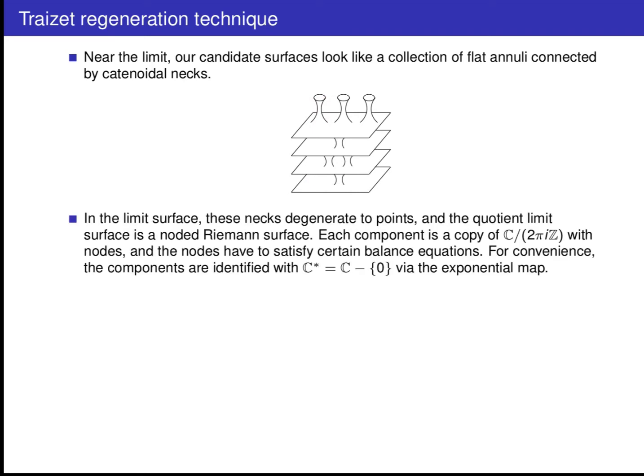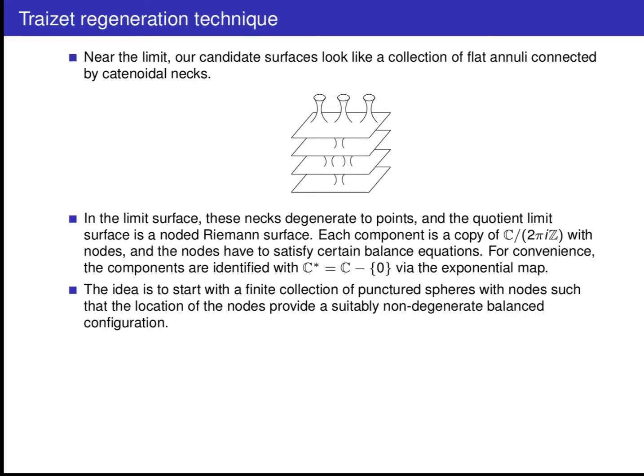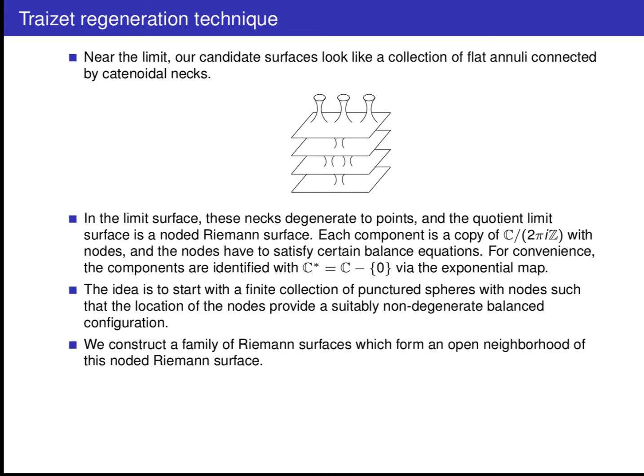In the limit surface, these catenoid necks are going to degenerate to points. And the quotient limit surface is what we call a noded Riemann surface. Each component is a copy of the C mod 2 pi Z with nodes. The nodes have to satisfy certain balance equations. For convenience, the components are identified with C star, the complex plane minus the origin, via the exponential map. The idea is to start with a finite collection of punctured spheres with nodes, such that the location of the nodes provides a suitably non-degenerate balance configuration.